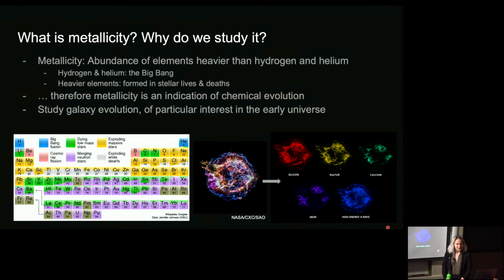So if we understand the metallicity, that's a good indication of chemical evolution across time. It's also, therefore, a good way to understand galaxy evolution. In particular interest these days with the James Webb Space Telescope is understanding galaxy evolution of these very early, very young galaxies.